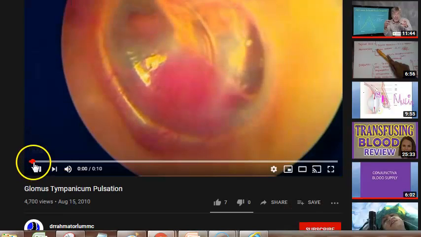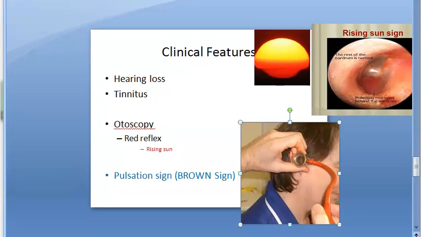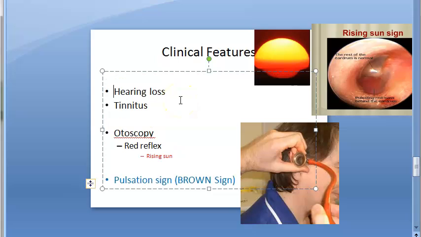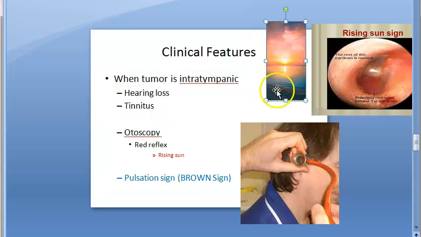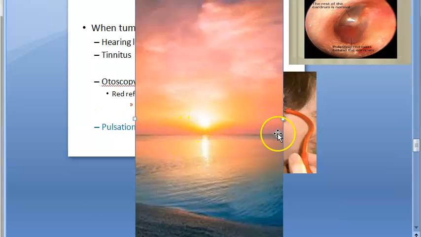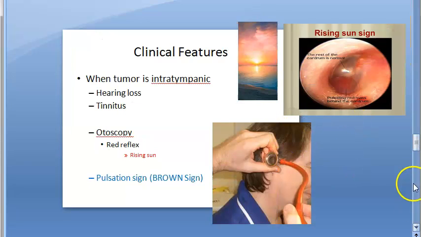You can try to look at that here. So anyways, look at those specific YouTube videos. So here what we saw were clinical features when the tumor is intratympanic. Now we have to continue still. We'll go a little fast from here, but just don't forget this. Rising sun, glomus tumor. Okay.